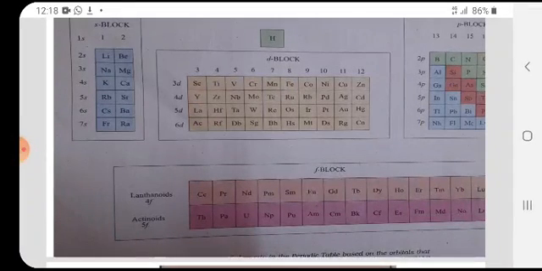In the modern periodic table, you can see the whole periodic table is classified into four parts, that is S, P, D and F blocks. On the left of the periodic table are the S block elements, on the right the P block elements, in the center the D block elements, and below the D block the F block elements.